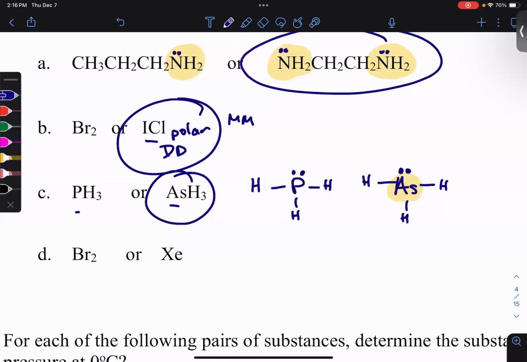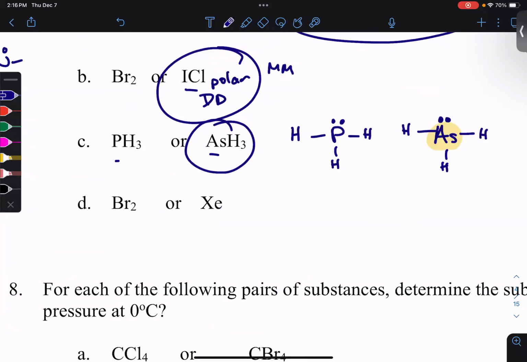Okay. All right, Br2 and xenon. What's the most important IMF in both of these? London dispersion, yeah. Are either of them polar? Nope, they're not. So LDF is going to be the thing that distinguishes them. Diatomic bromine has a molar mass of about 160, and xenon is about 130. So which one has the higher boiling point temperature? What do you think? It seems like it's bromine, right?